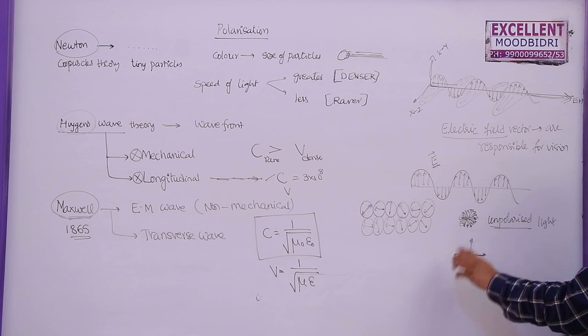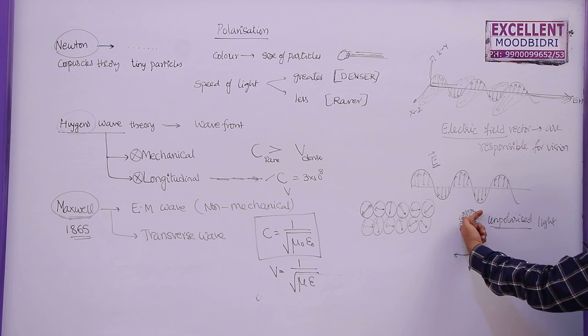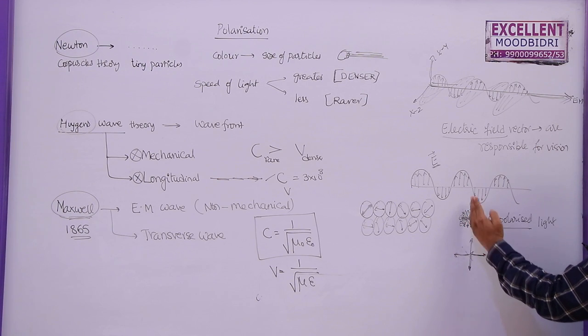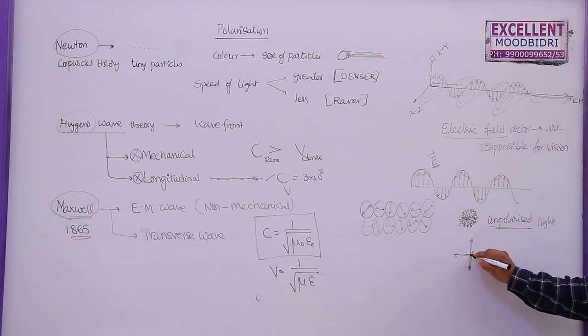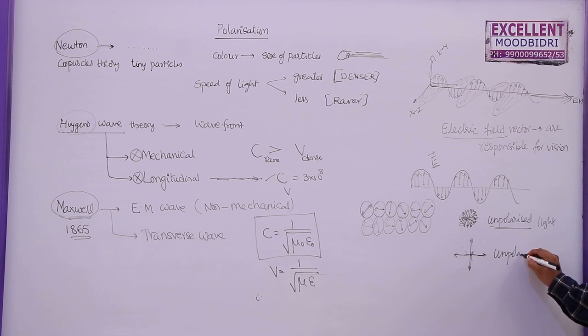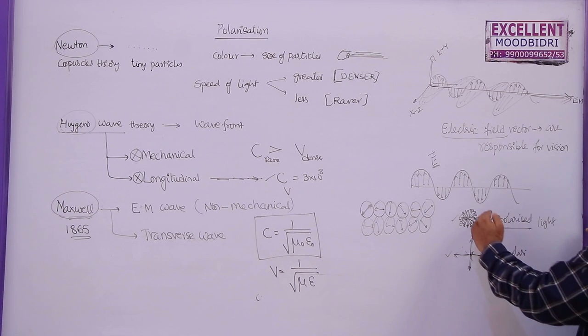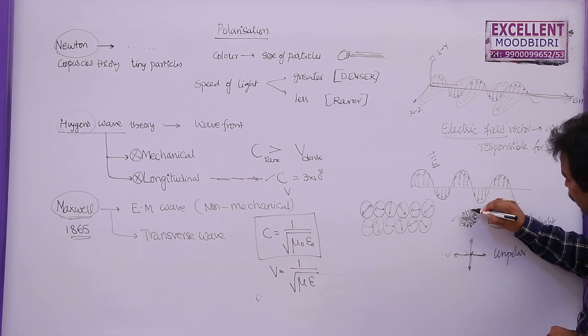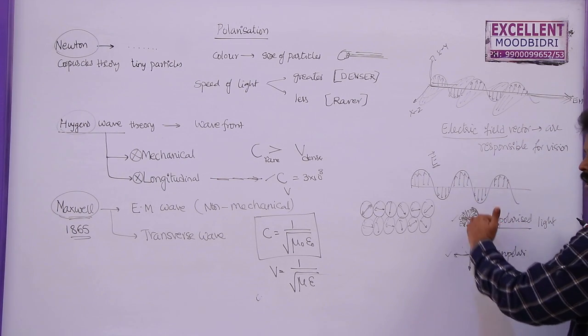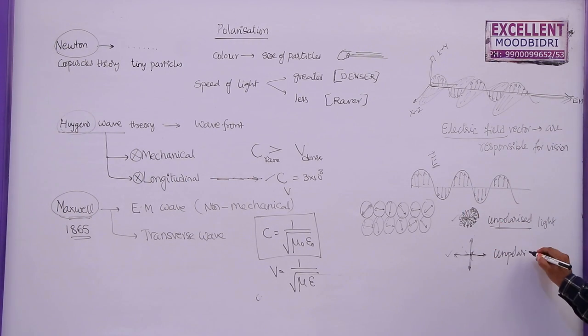So as a whole, in the same diagram, if we resolve each and every electric field vector along x-axis and y-axis, this is the simple way of representing unpolarized light. So both diagrams are the same, the only thing is all the field vectors which are neither acting along x-axis or y-axis are resolved along x and y-axis, so that this is unpolarized light.